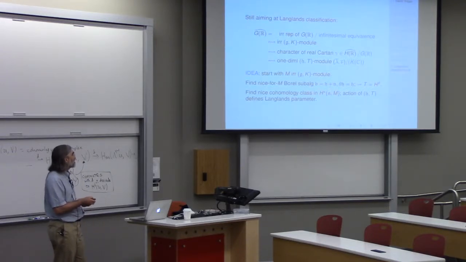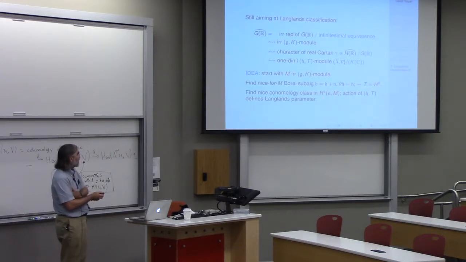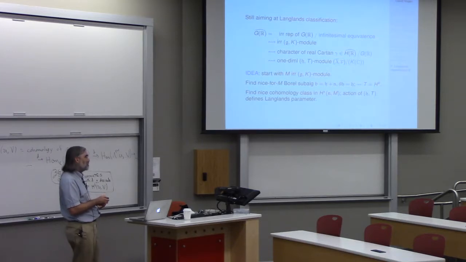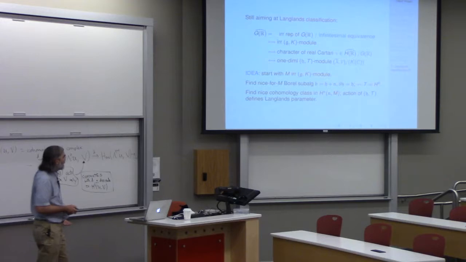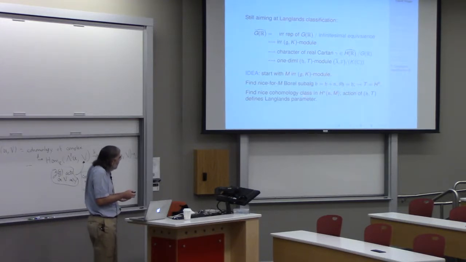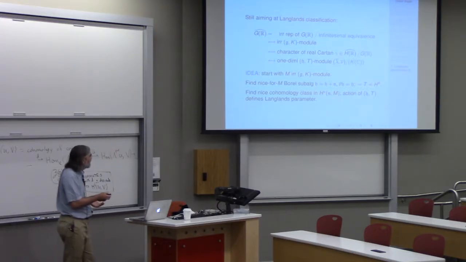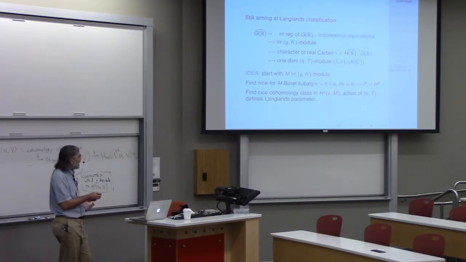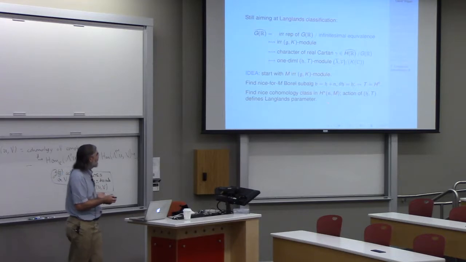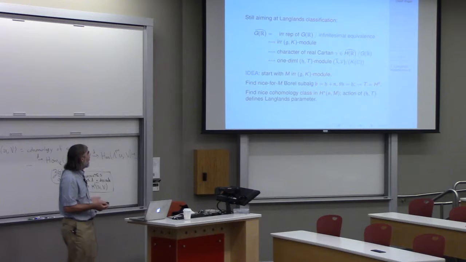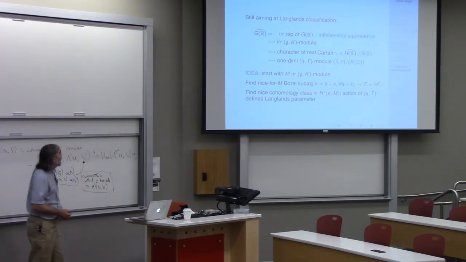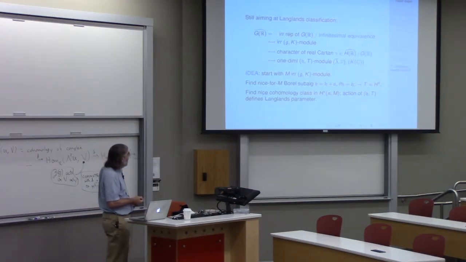So it means a non-zero cohomology class for this M, and this cohomology carries an action of HT, it's an HT module. So if you pick a particular HT invariant line in here, that's a one-dimensional HT module, and that'll be the Langlands parameter of M. So that's what we're trying to do.